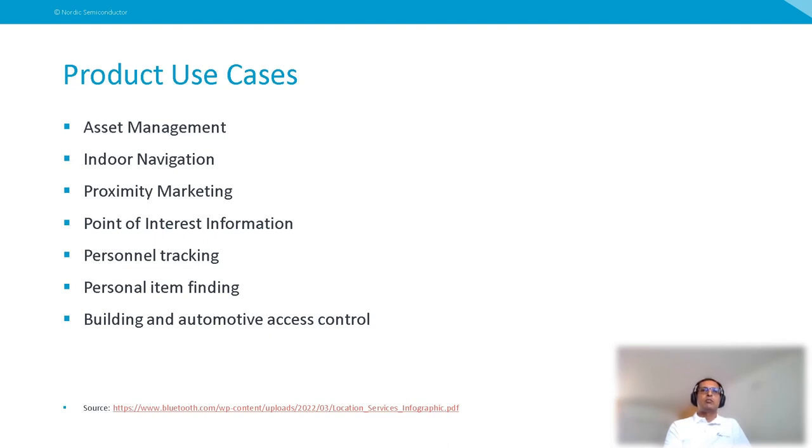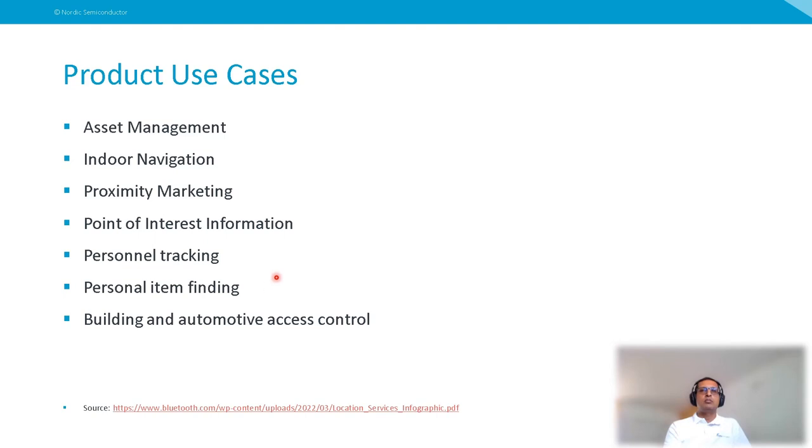Proximity marketing, so sending discounts and promotions when a customer is around or positioned near a purchase. Point of interest information, such as facilities in airports, and information details of items in museums and tourist attractions.